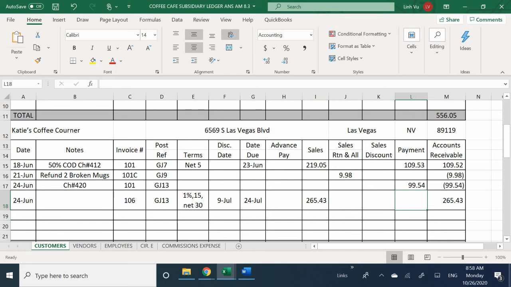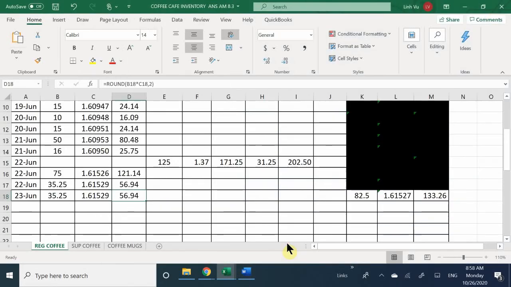And then the inventory for the regular coffee, which is just, what is this current transaction at hand? Oh, it's a sale. So sale. Okay. So that's 20 pounds.